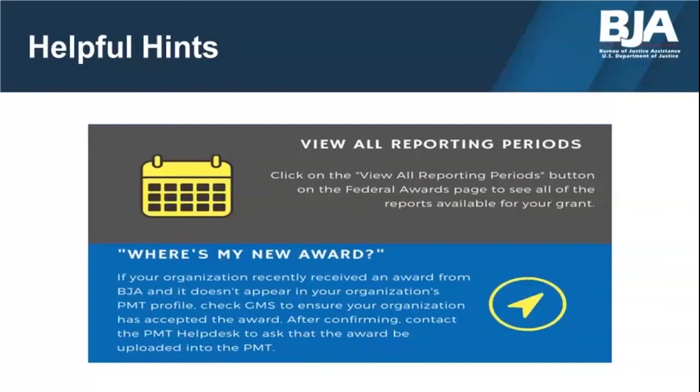If your organization recently received an award from BJA and it doesn't appear in the organization's PMT profile, check GMS to ensure that your organization has accepted the award. After confirming, contact the Help Desk to ask that the award be uploaded into the PMT. Please note that we will not be uploading new awards until the later half of December. So if you are a brand new BJA awardee and you're listening now for January reporting, you won't see your profile in the system until the end of December.